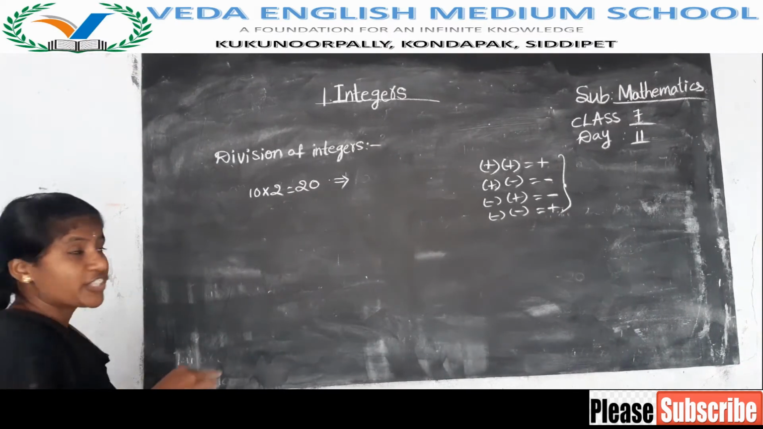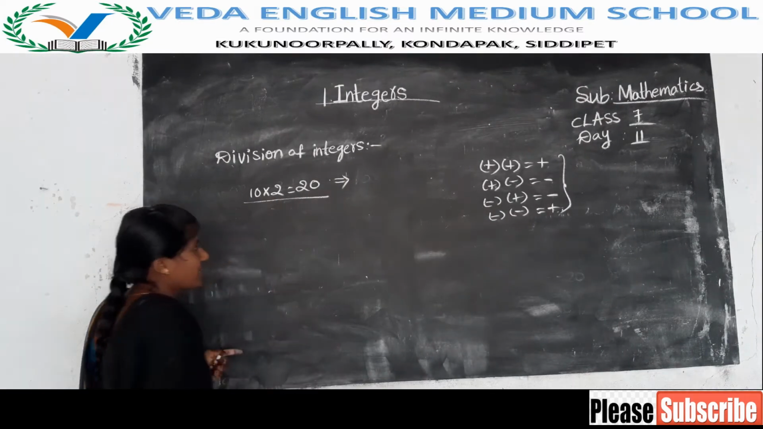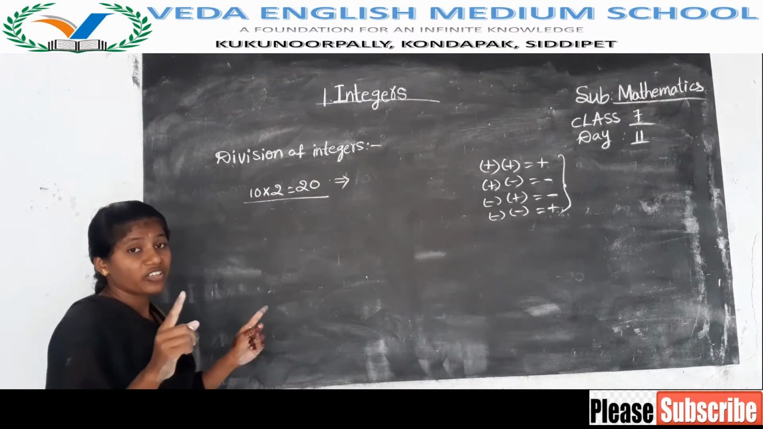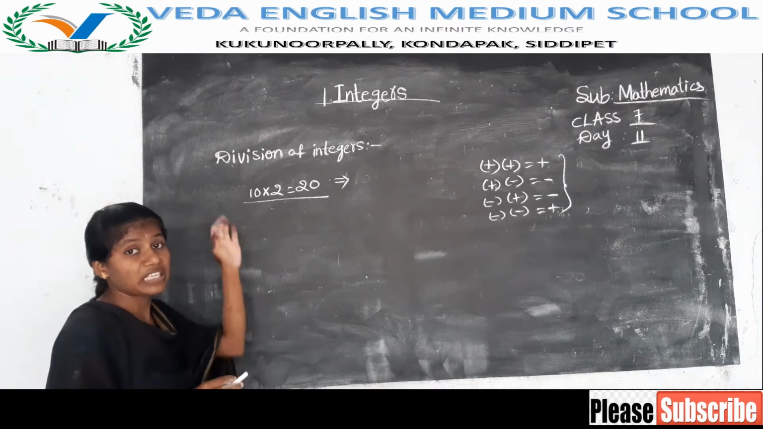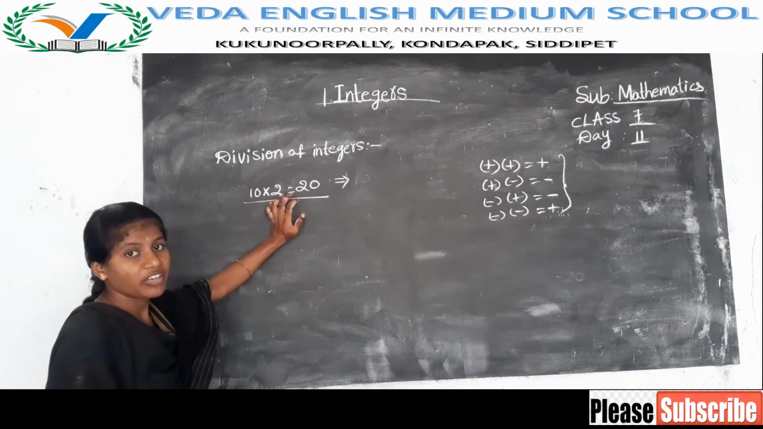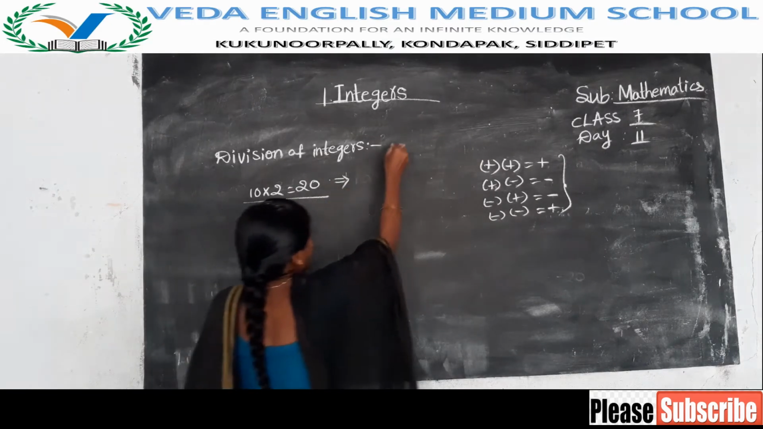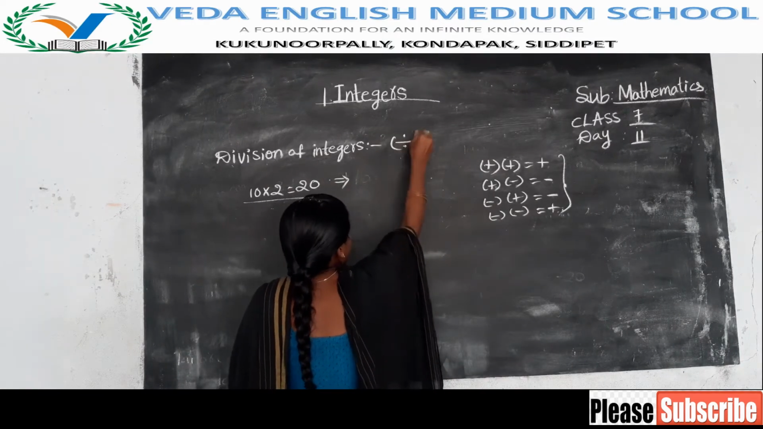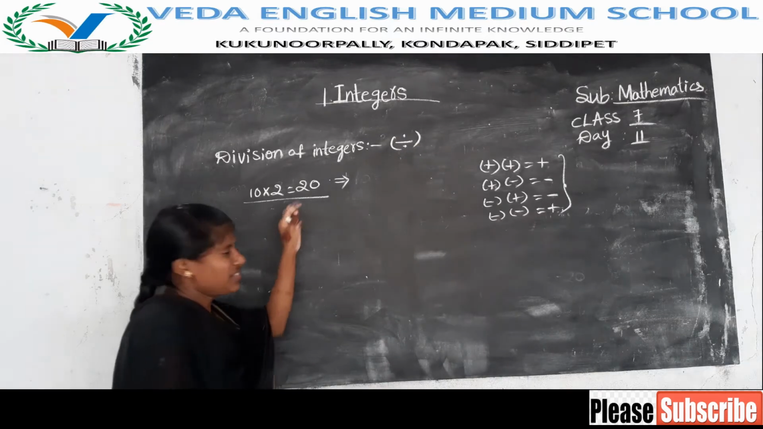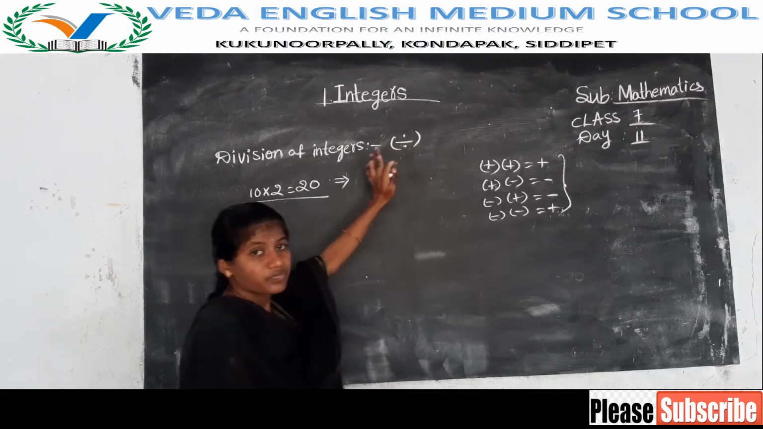In one multiplication fact, we have two division facts. That means in one multiplication statement, we have two division facts. What are the division facts? This is the symbol for division. We have to read this as "divided by."